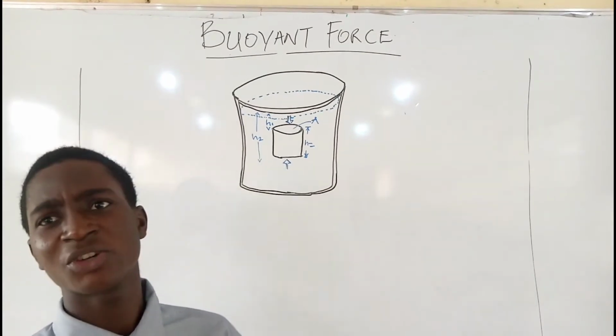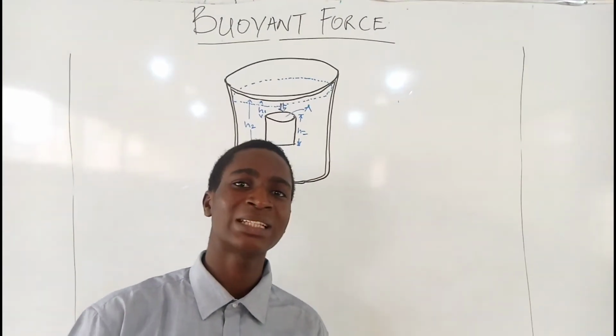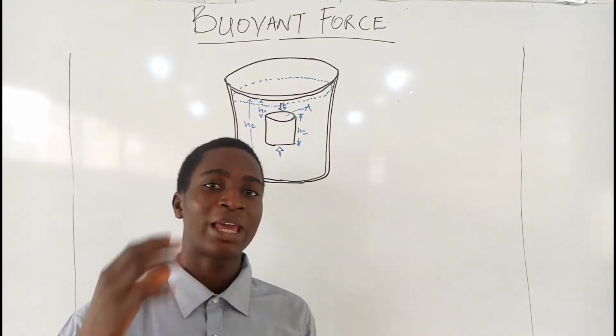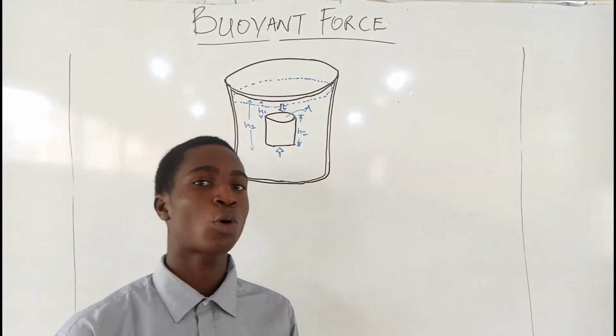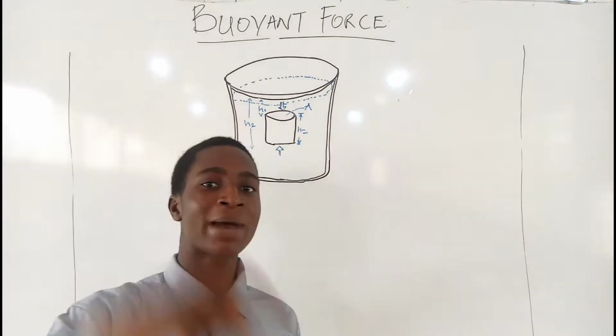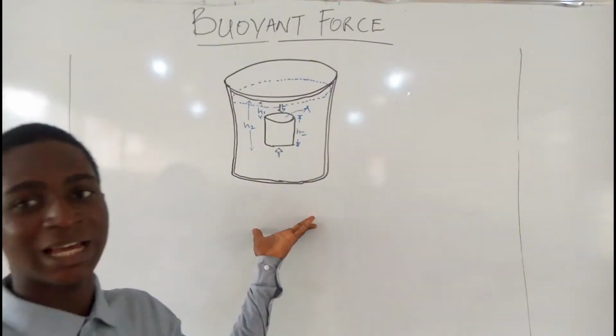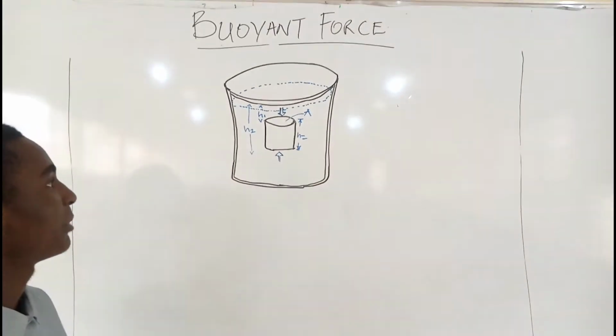Now the first question is, what is buoyant force? Buoyant force is an upward force exerted by a fluid that opposes the weight of a fully or partially immersed object inside the fluid. Let's use this diagram to explain what I mean.